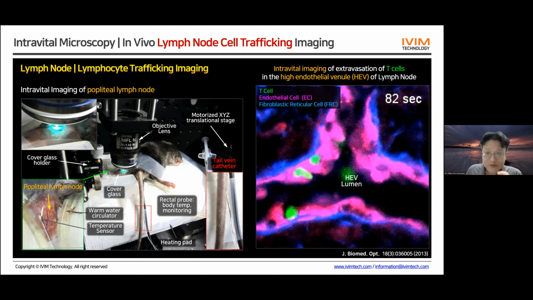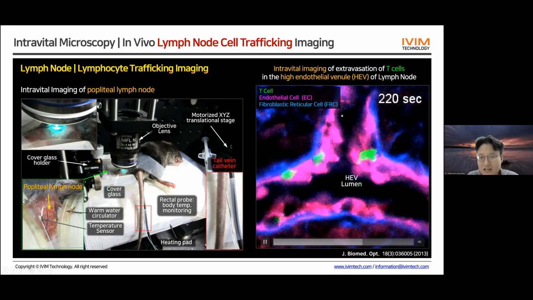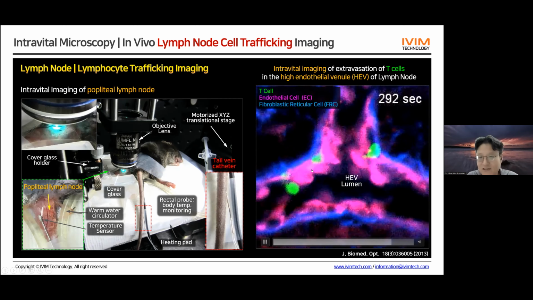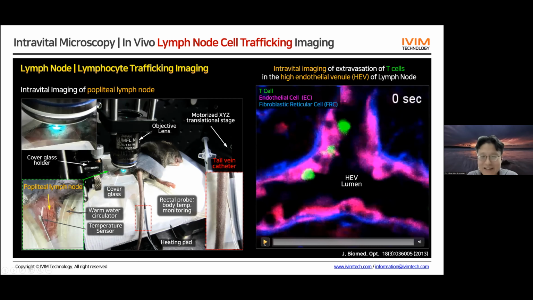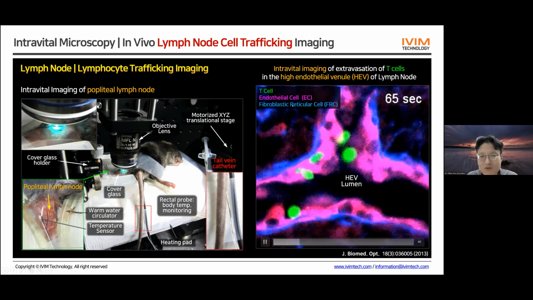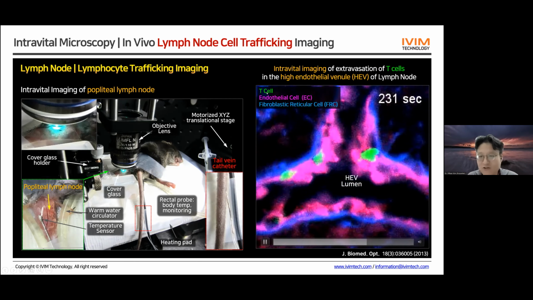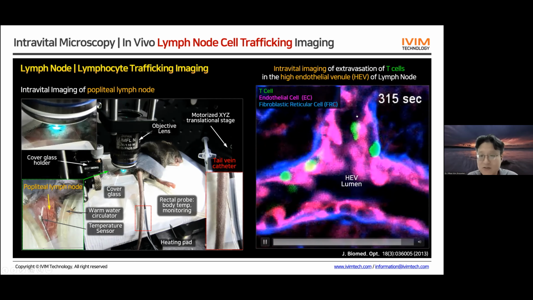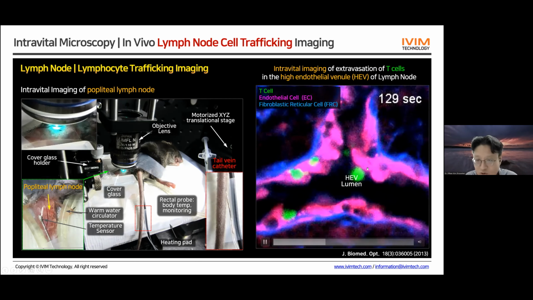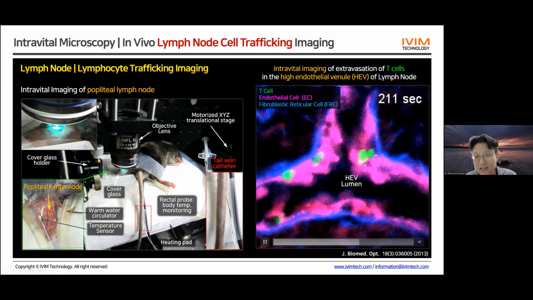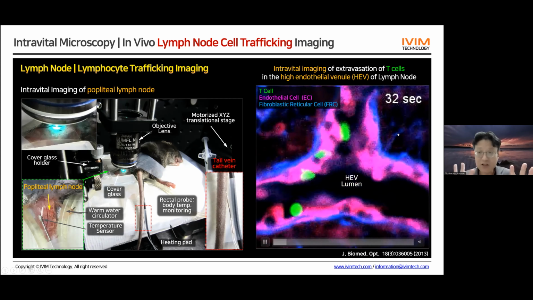So if I zoom in, this is another time-lapse video obtained from this setting. In this example, this red color is the endothelial cell of the high endothelial venule, and blue color is the fibroblastic reticular cell, again labeled by the antibody conjugate. And the green color in this video is the T cell. As you can see, the intravenously injected T cell arrives here and attaches to the endothelial cell. And then it quickly transmigrates through the endothelial cell junction like this, within just 5 minutes.